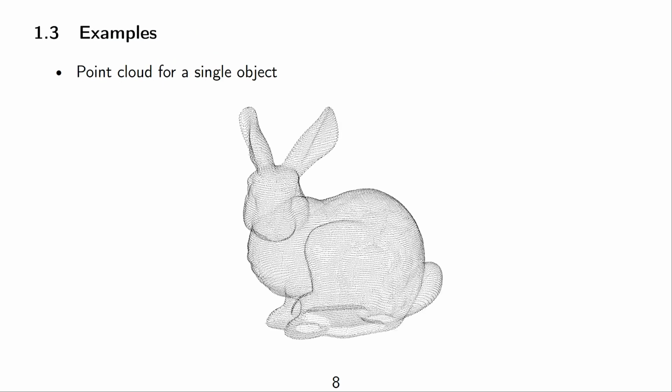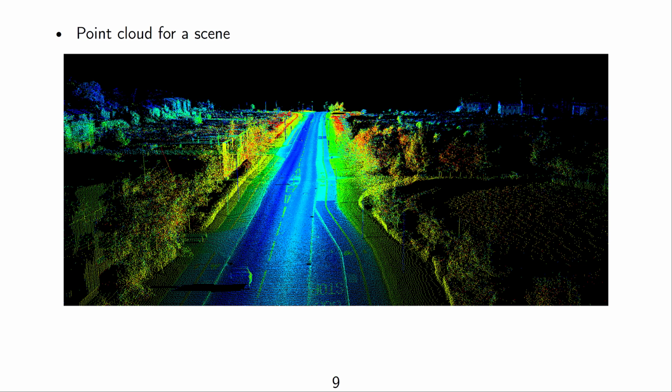Here we show an example of a point cloud. This is a point cloud of a single object. Similar to image classification, one could ask for the point cloud of a single object, what object does this point cloud depict? Here is a point cloud of a complete scene. A typical question here might be, similar to image segmentation, can we do point cloud segmentation?